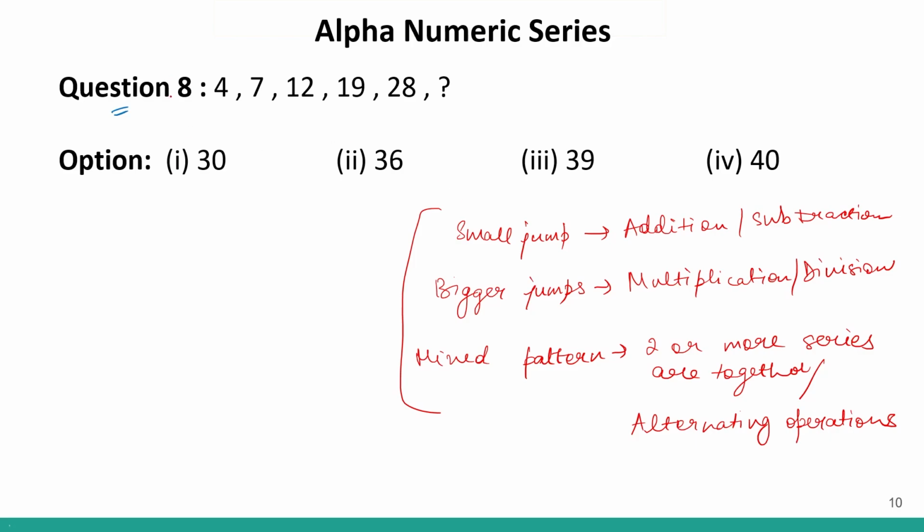Now let us come to question number 8. From 4 to 7, we see a small jump of 3. From 7 to 12, a small jump of 5. From 12 to 19, a small jump of 7. And from 19 to 28, a small jump of 9. So basically, these are consecutive odd numbers. So the next number will be 11. Consecutive odd numbers will get 39. So 39 will be my answer. Option number 3 will be my answer. Clear?